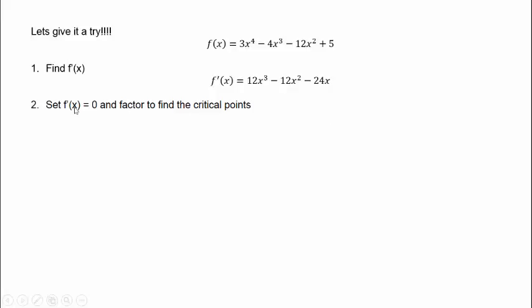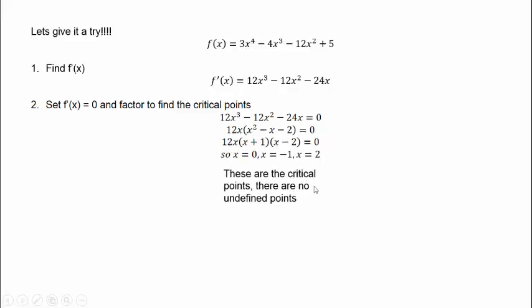This is the first derivative of the function. Our second step is to take f prime of x and set it equal to 0 and factor to find the critical points. So I go ahead and set it equal to 0. I notice that there's a 12x in each of the 3 terms, and I factored that out. We now have a trinomial that also appears to be very easily factored. And so I rewrote that as 12x times x plus 1 times x minus 2, which leaves our critical numbers to be 0, -1, and 2. These are our critical points.